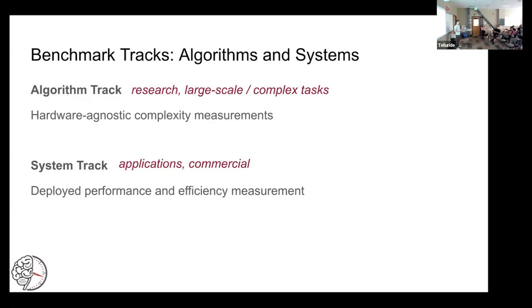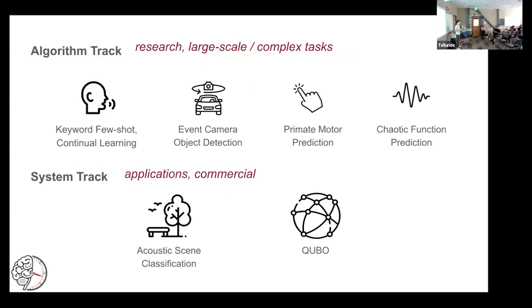NeuroBench has 6 novel benchmarks as part of our initial iteration, and these are on the algorithm track: few-shot continual learning with different keywords, object detection with event cameras, which is a giant data set, motor prediction of a primate, so given neural recordings of a primate, predict the velocity of its fingertip, and finally, Mackey-Glass chaotic function prediction, which you've seen before in this workshop. I remind you that there is this natural distinction where a lot of these tasks are research or large scale, and many of them just don't map well to existing neuromorphic hardware now.